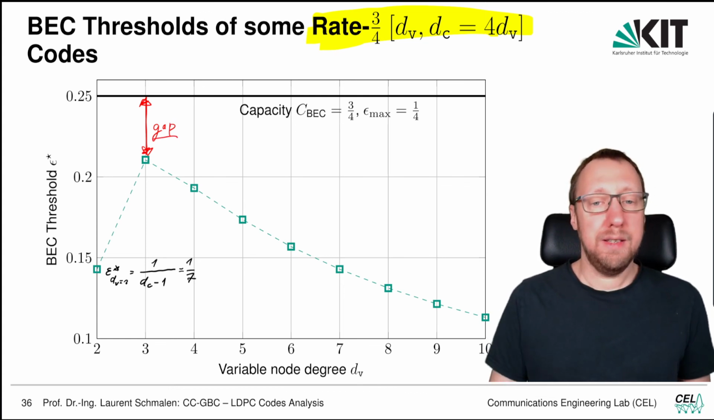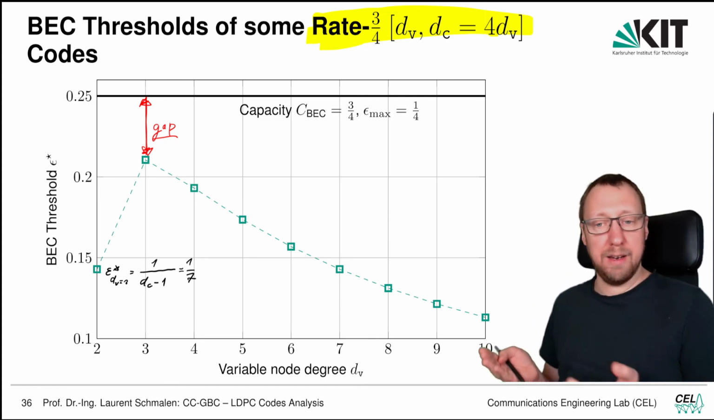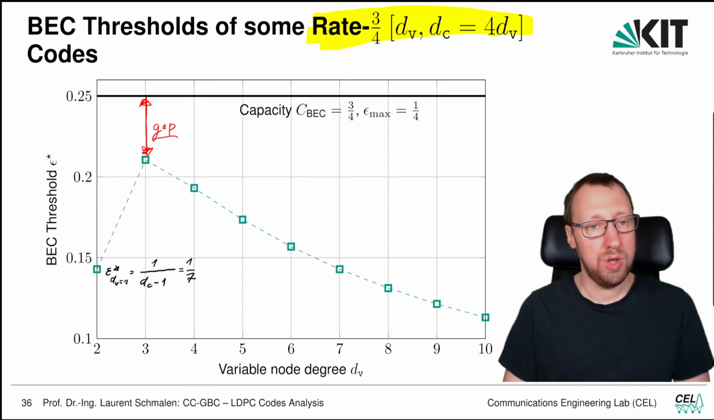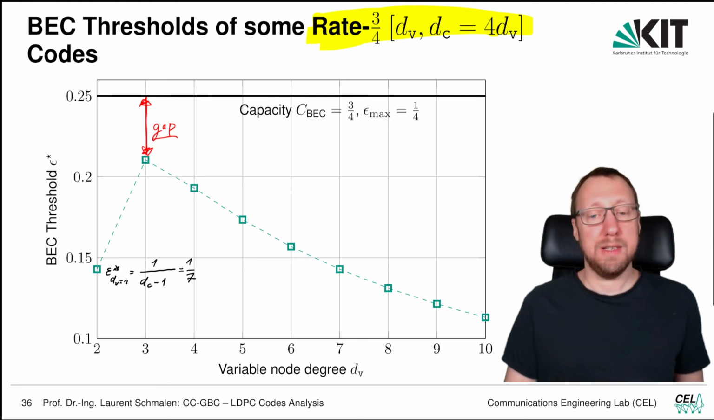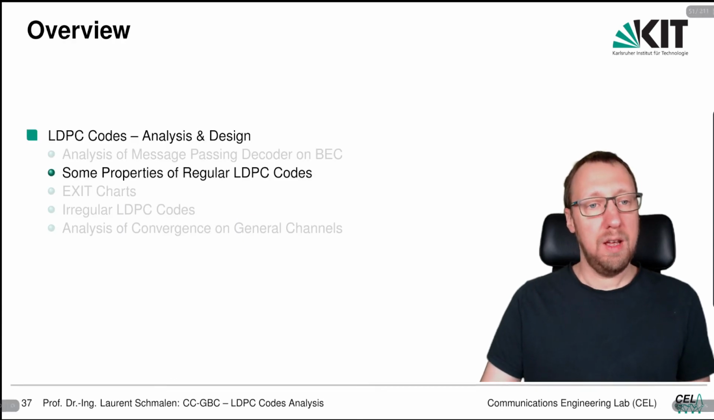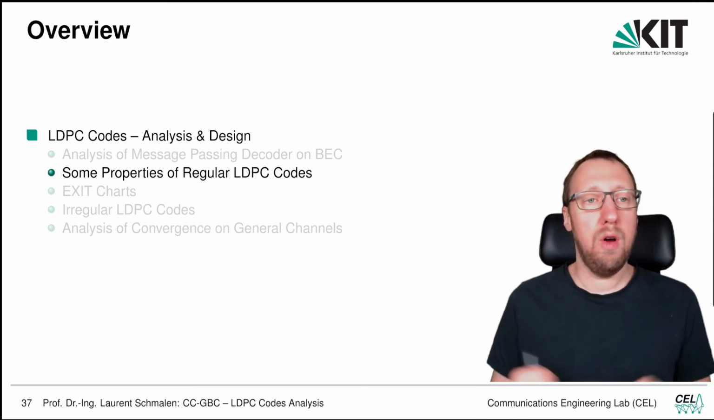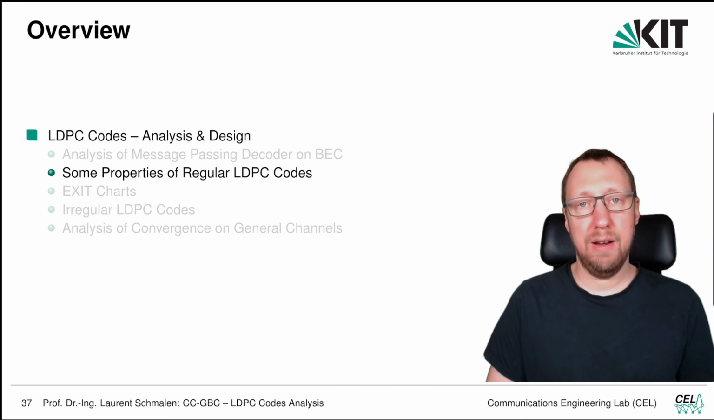All right, so we have analyzed the performance of some codes, and we find that variable node degree 3 seems to be the best or a very good solution, and that's the result of this very first chapter. So we have done an analysis of LDPC codes, and now we'll look a little bit further into some properties of those regular LDPC codes.